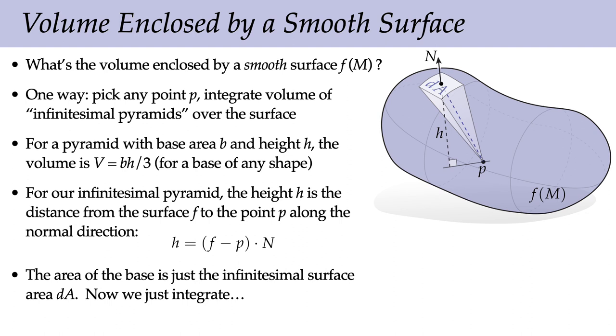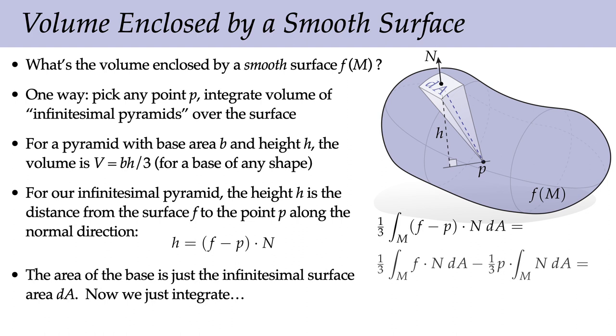Okay, and so now to get the volume enclosed by the surface, we just integrate. So we integrate 1/3 integral over M of (f minus P) dot n dA, integrating this pyramid volume, and we'll just split this integral up into two pieces. So the integral over the surface of f dot n dA minus the integral over M of P dot n dA, all times 1/3. And maybe you remember that by Stokes' theorem, we can show that the integral of the normal over a closed surface is just equal to zero, no matter what that surface is. And so our final expression for the enclosed volume is very simple. The volume enclosed by the surface f is the integral over the surface of the position dotted with the normal, divided by 3.